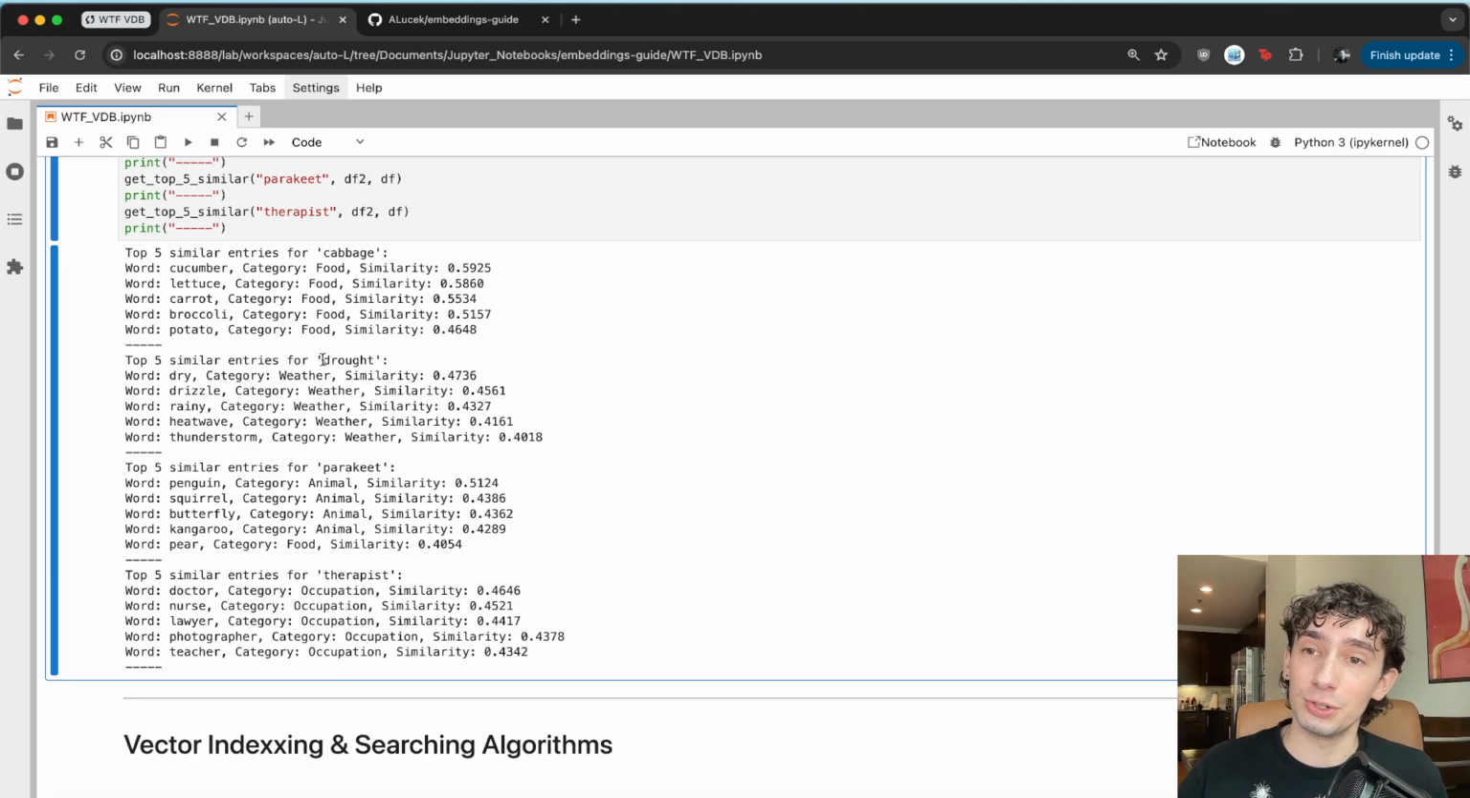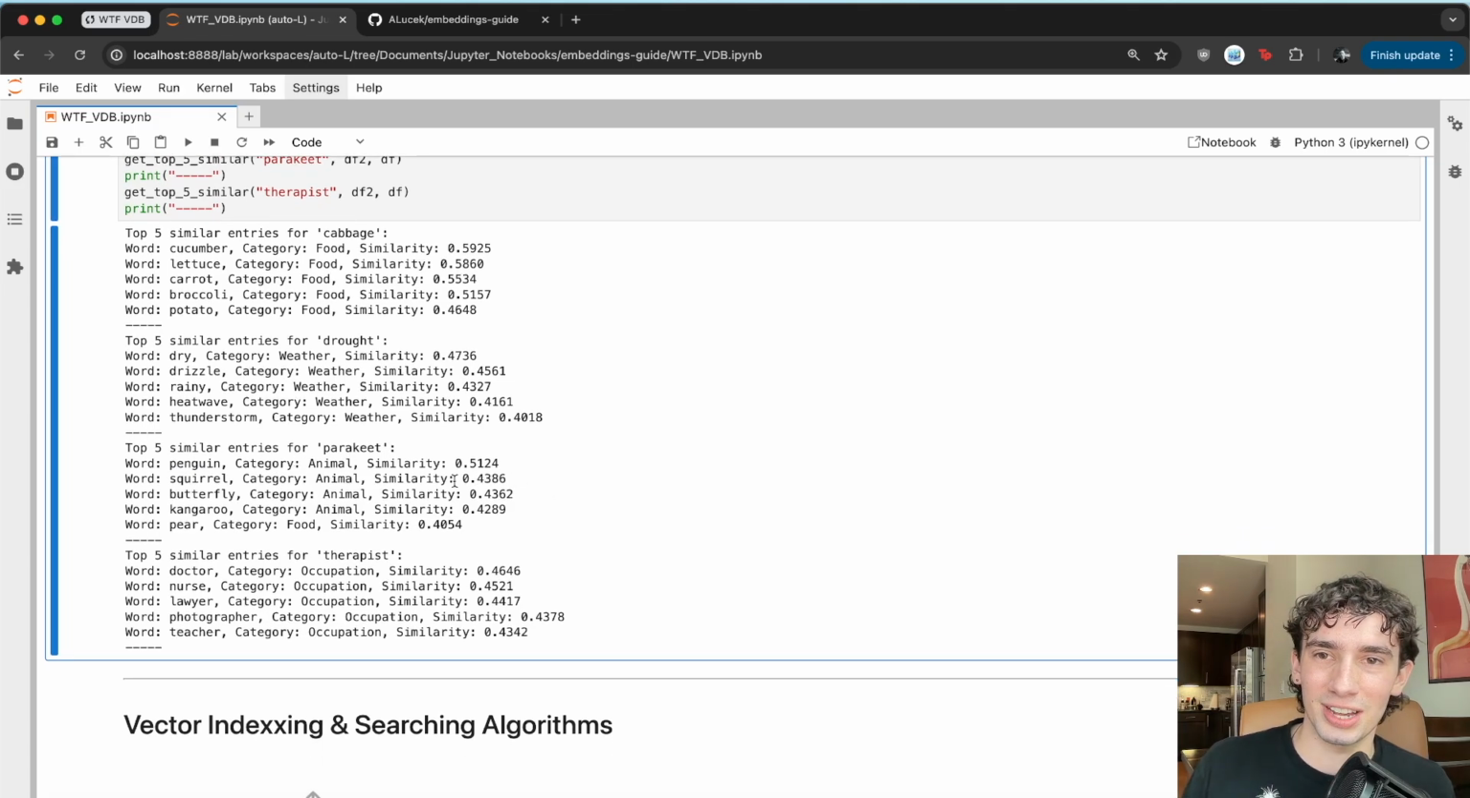But moving on to drought, we can see that drought is most similar to dry. Parakeet is actually most similar to penguin, funnily enough, by a long shot here. And then therapist is most similar to doctor and nurse.